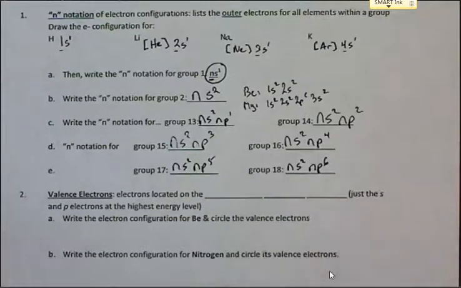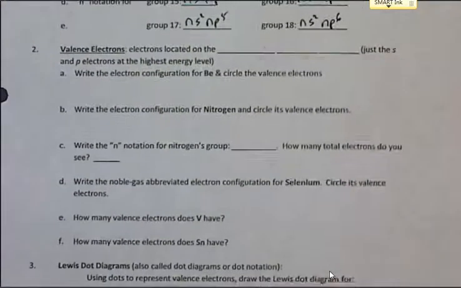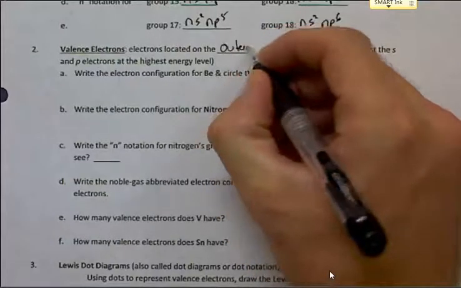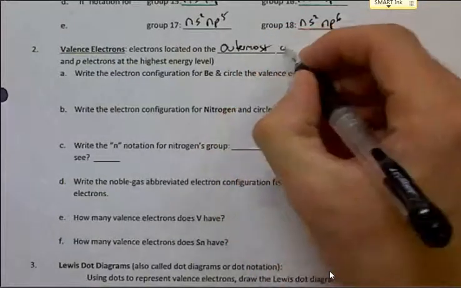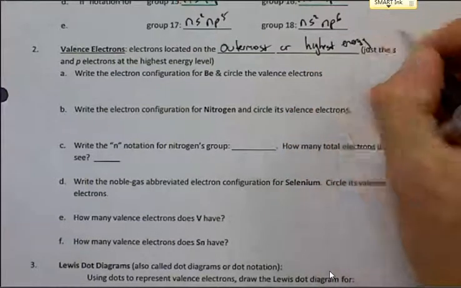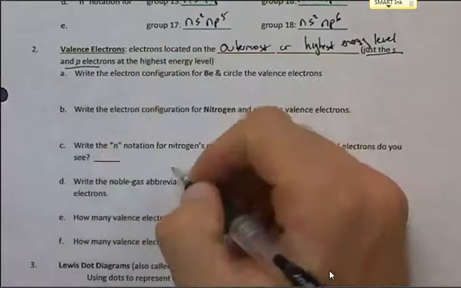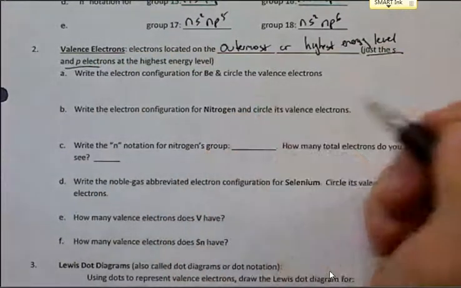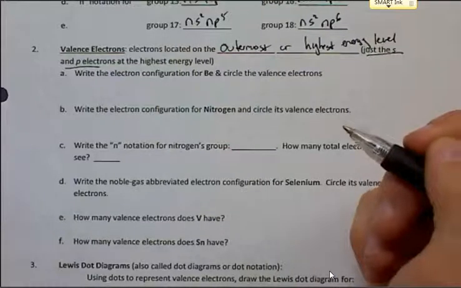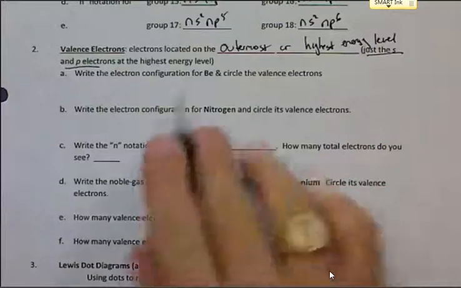So let's go ahead and review a little bit of valence electrons here, just to make sure we're all on the same page. Valence electrons are located at the outermost, or highest, energy level. And we just look at the s and the p electrons at the highest energy level. Because if we use d, well, to get to the 3d, we already need to put something in the 4s. So wouldn't really make much sense.